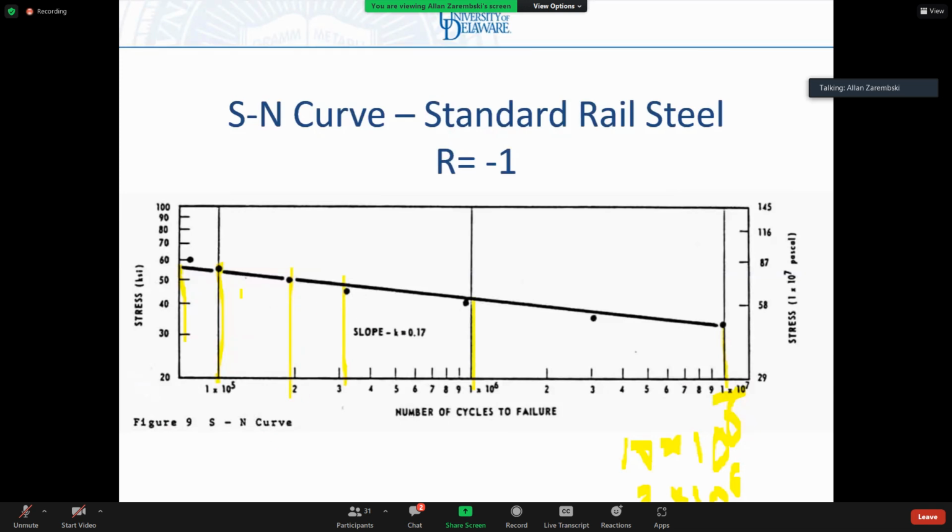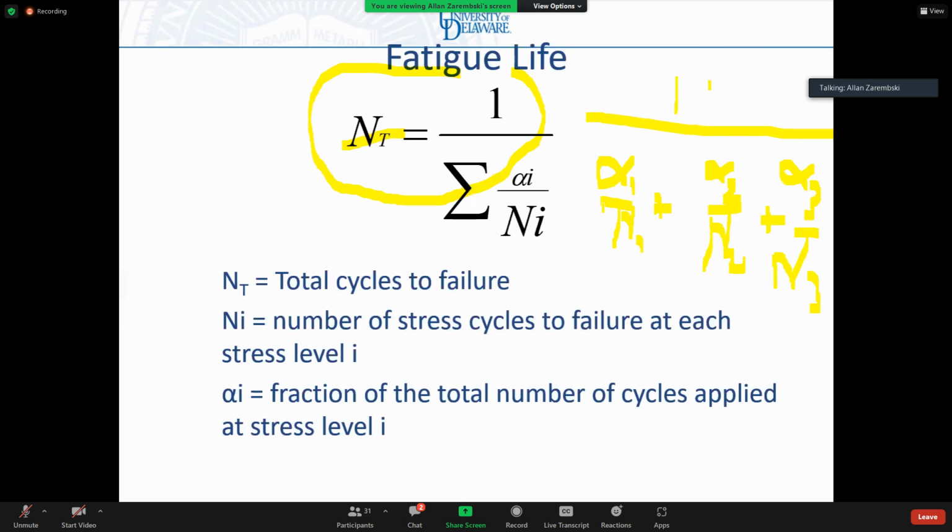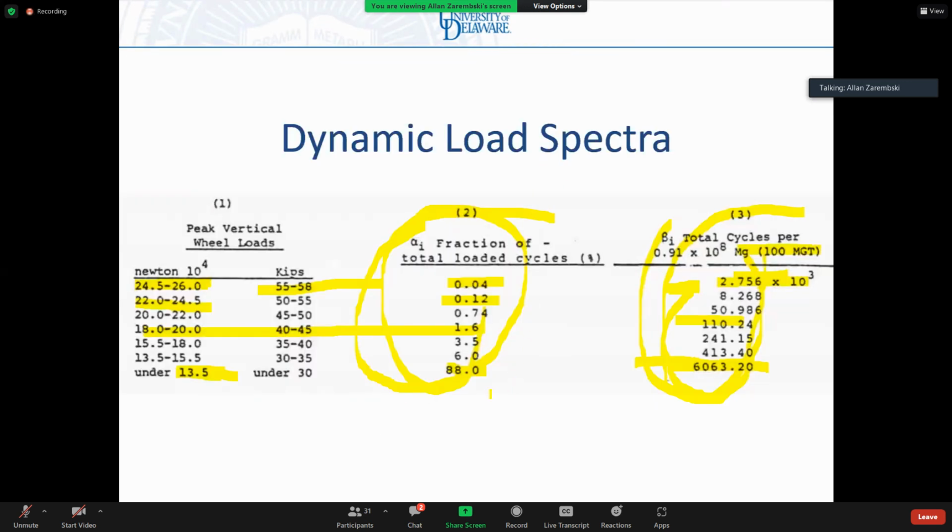All right, so remember, the SN diagram is the number of cycles to failure. So if I go back to this case over here, alpha is the percentage attack and beta is the number of cycles to failure. Actually, this is not beta, it's N sub I. This term here is the number of cycles to failure, and we get it straight from the SN curve.